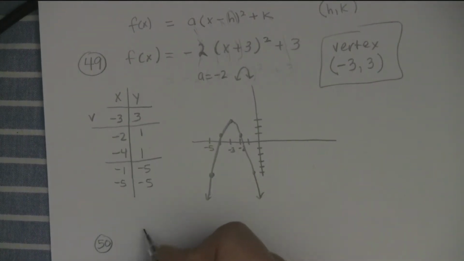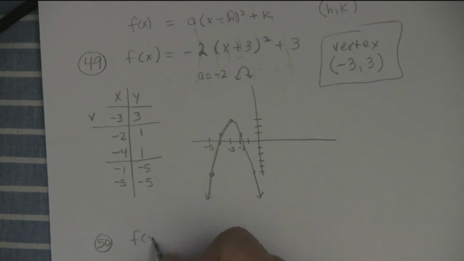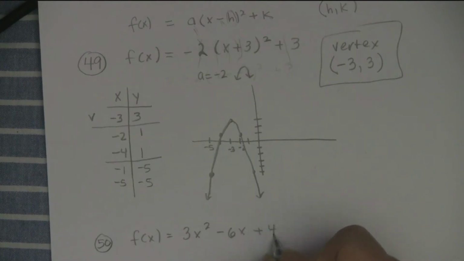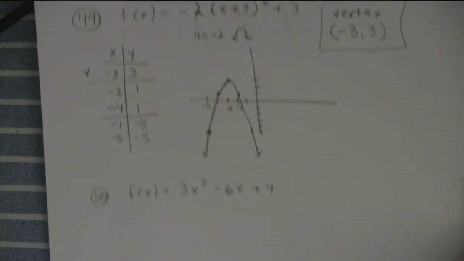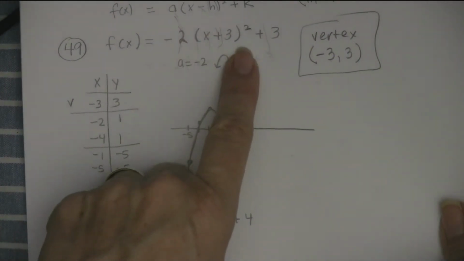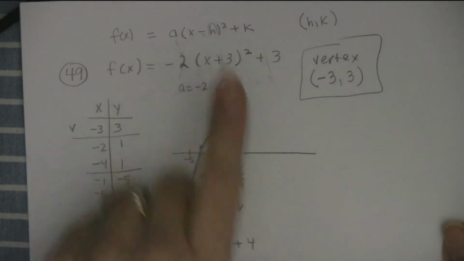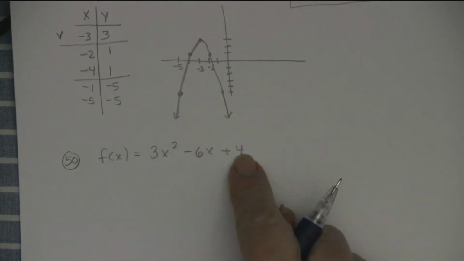Number 50 is not in vertex form. It's what's called standard form. Okay, so number 49 was in vertex form. So that meant the vertex was nearly for free and what it looked like. And this one here is in standard form.